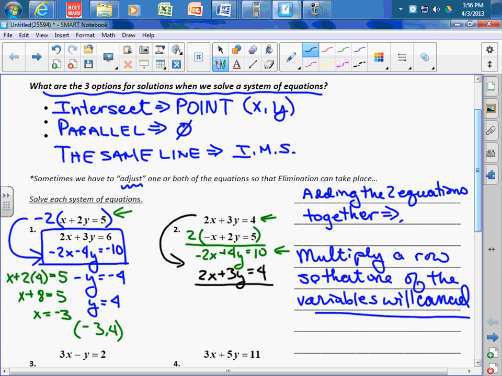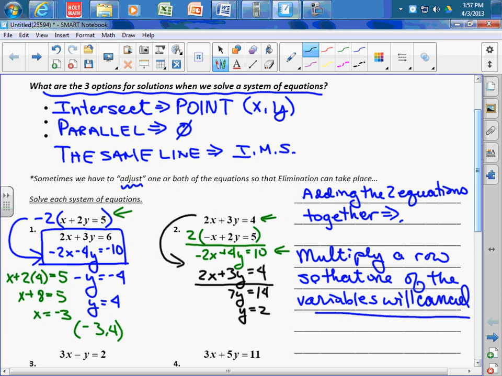And now when I add those two equations together, look what happens with the x's. They're going to end up canceling out because I have a negative 2x and a positive 2x. I get 4y and 3y is 7y. I get 4 and 10 or 14. Y is equal to 2.